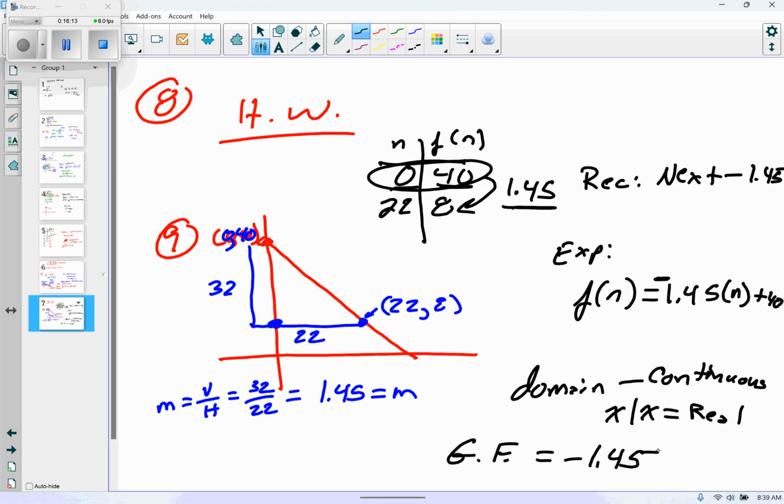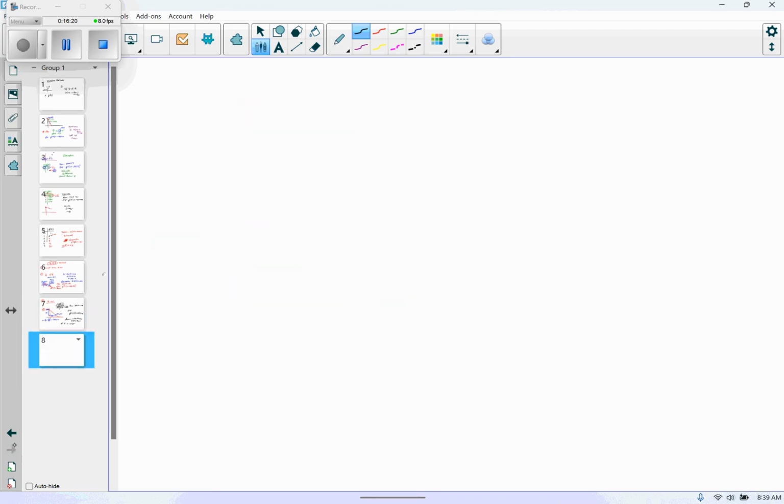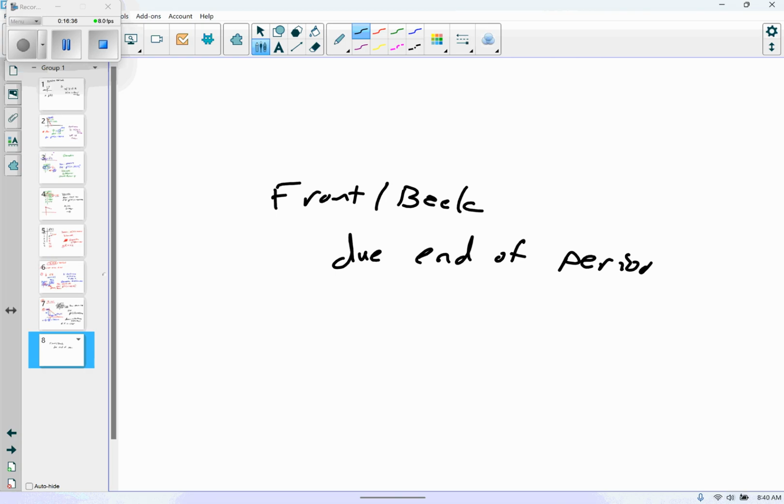Okay, so we're going to kind of go a little bit easy today. What we're going to work on, so I'm going to give you this worksheet. So you have the front and the back of this worksheet, and I want you to work together on it, and it's due at the end of the period. So make sure you are working on it, get it done.